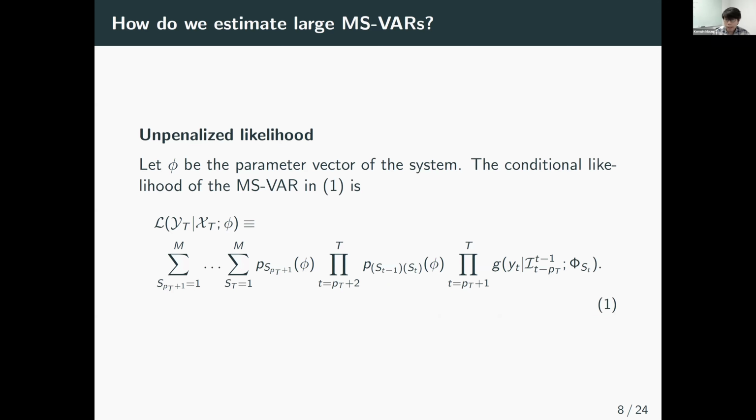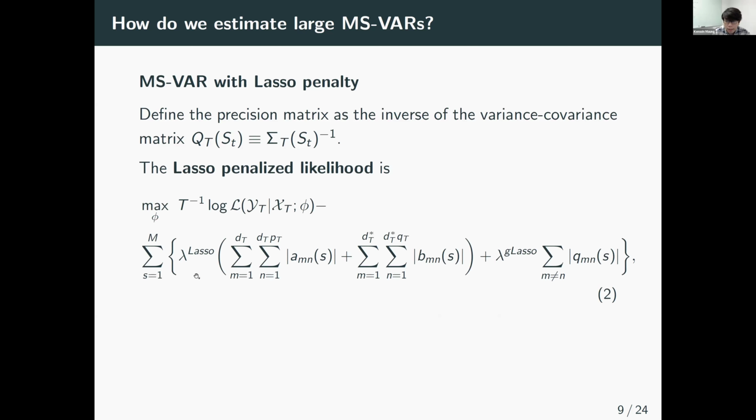So the unpenalized log likelihood of the Markov-switching VAR is entirely standard. This is just the mixture of densities. And the only difference is that we're just going to add the penalty terms over here. So in the lasso case, we would penalize the coefficients of our coefficient matrices, both the AR part and also the exogenous part. We're also going to penalize the off-diagonal terms of our variance covariance matrix.